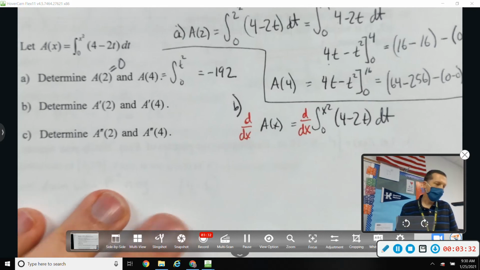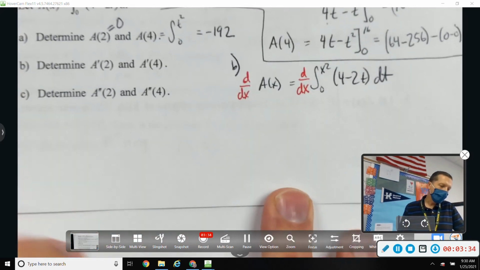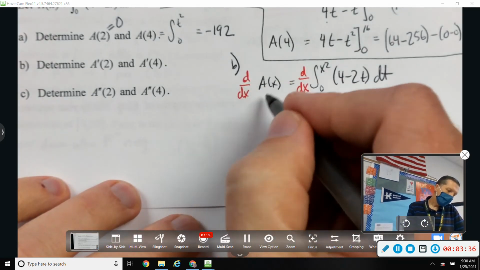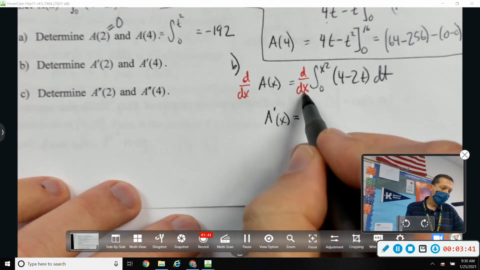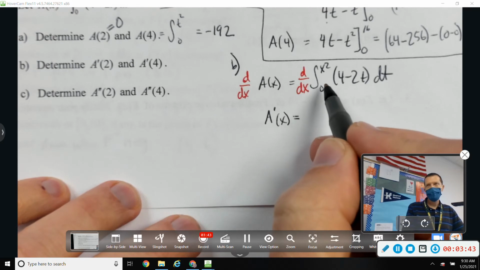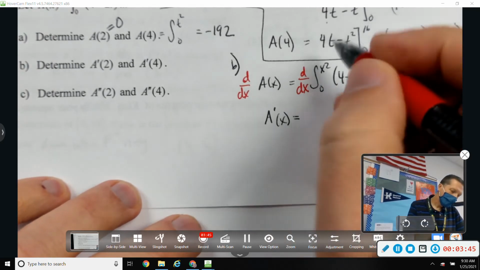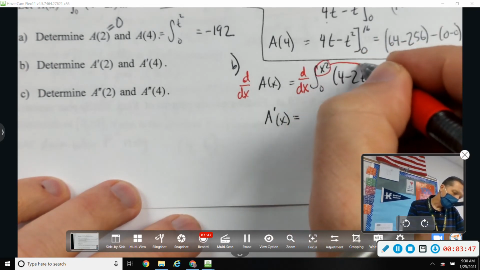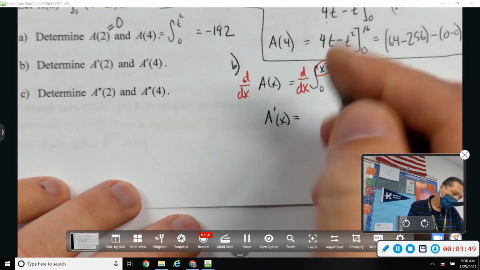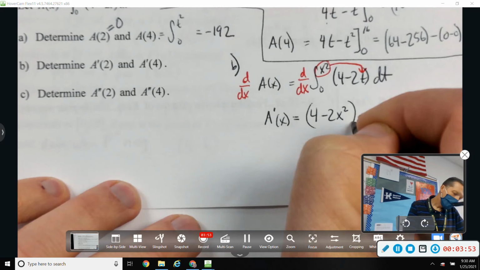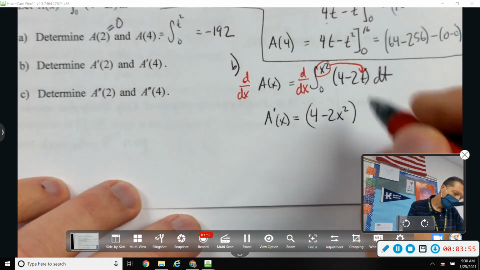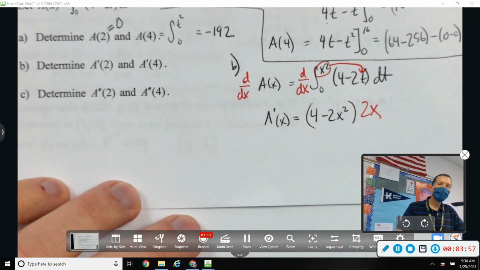And this is where we start using the fundamental theorem of calculus. Derivative of A is A prime. But the derivative of the integral cancels each other out. And all I need to do is put x squared in for t. And then don't forget the chain rule times 2x.